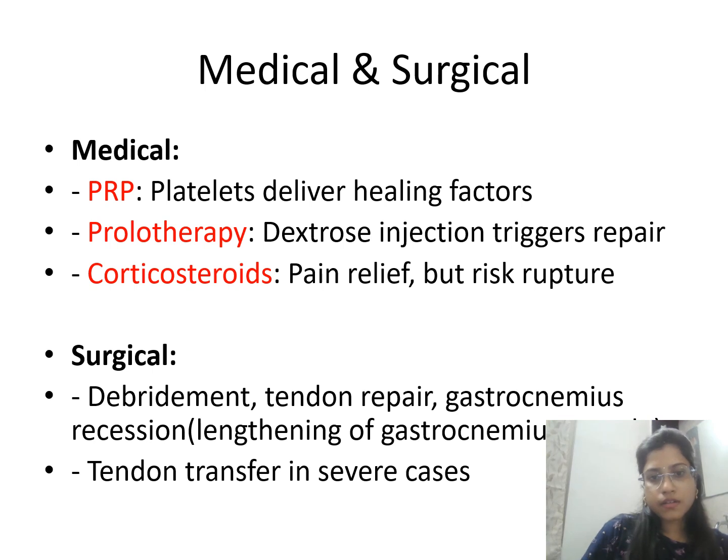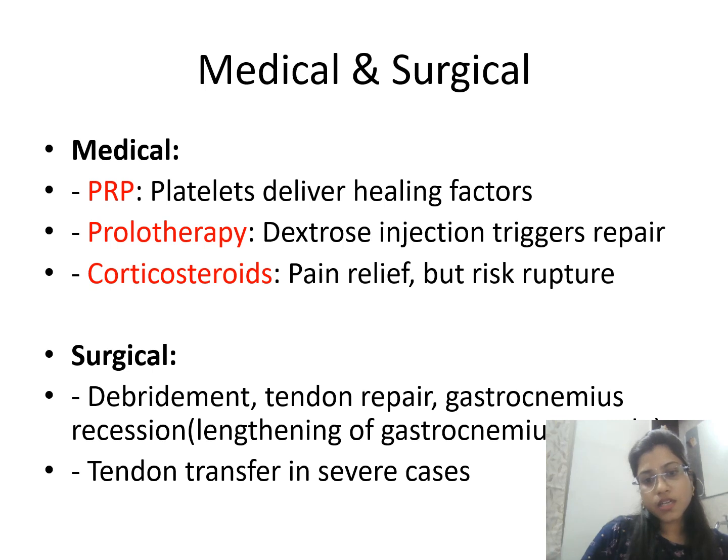So, what are the medical and surgical managements other than the physiotherapies? Medical management is usually PRP. PRP is platelet-rich plasma, derived from the platelets, useful for healing. The other is prolotherapy. Prolotherapy is a dextrose injection which triggers the repair. And corticosteroids, which usually give pain relief but increase the risk of rupture.